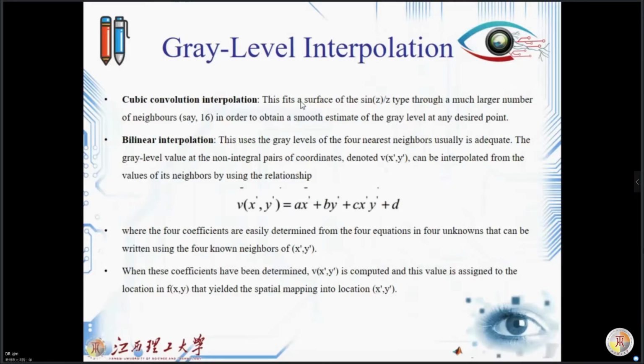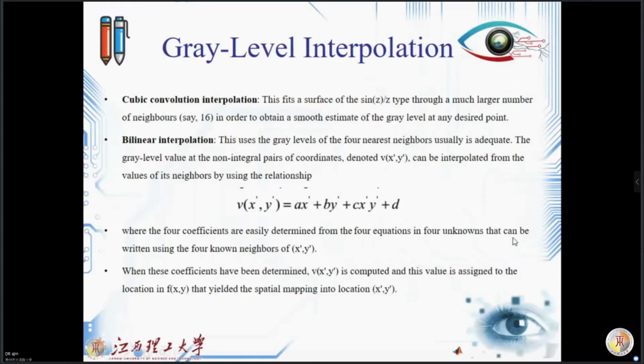The gray level value of non-integral pairs of coordinates will be denoted v of x prime y prime, and can be interpolated from the values of the neighbors by using the relation for v of x prime y prime. As in the formula that I showed, we have four coefficients which are easily determined, four equations in four unknowns that can be written using the four neighbors of x prime y prime. When these coefficients have been determined, v of x prime y prime is computed, and this value is assigned to the location of f of x and y that yields the spatial mapping into the location x prime y prime.